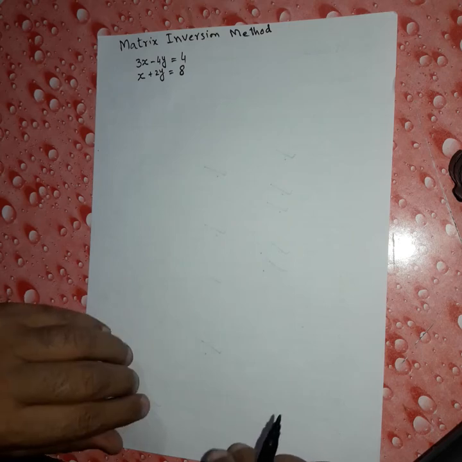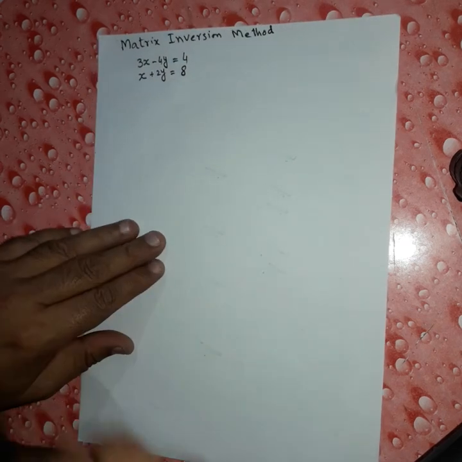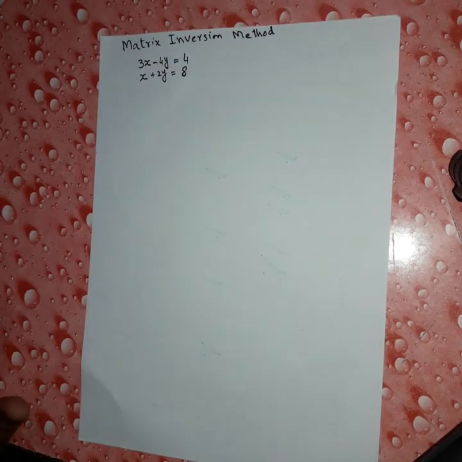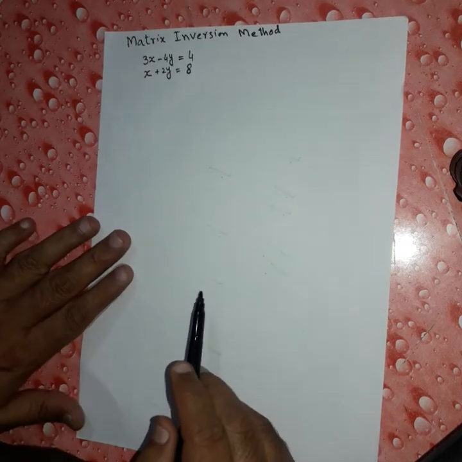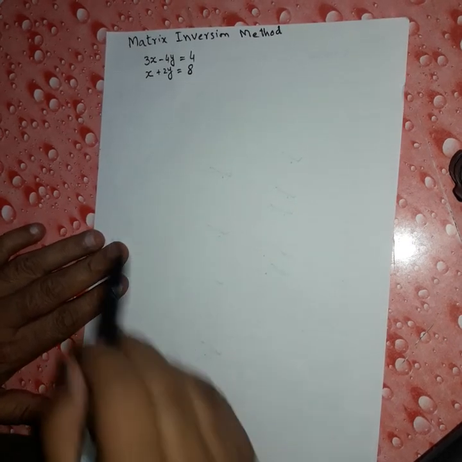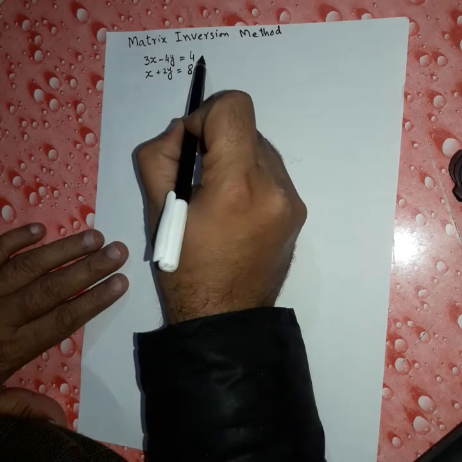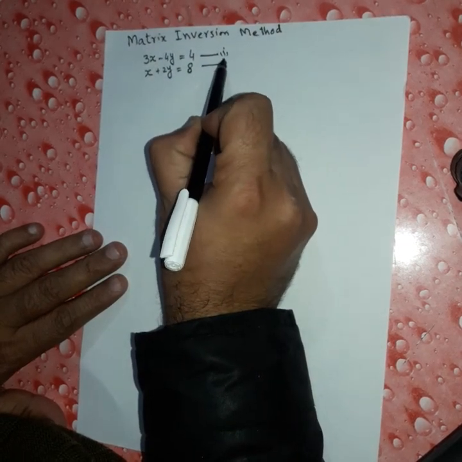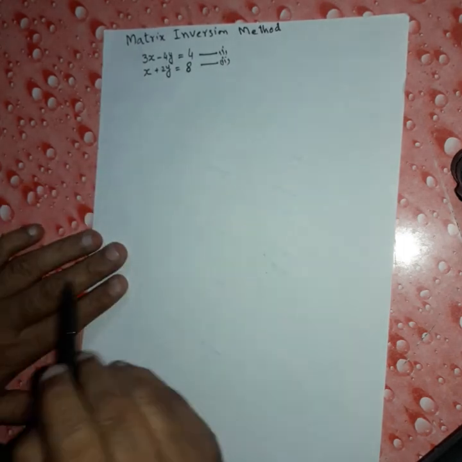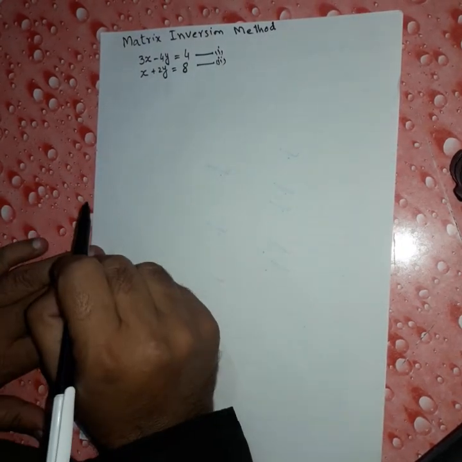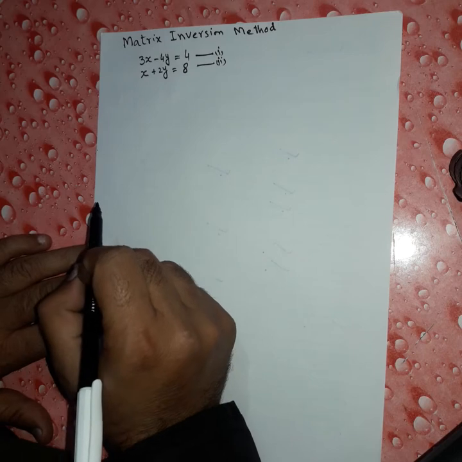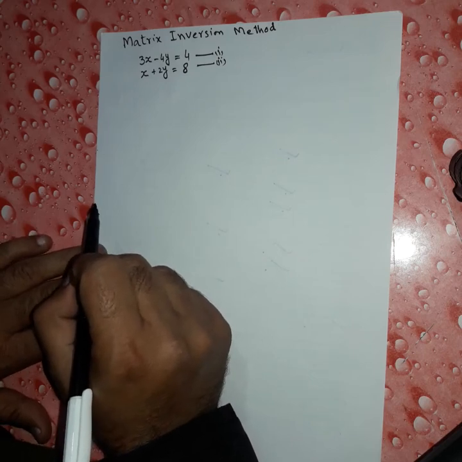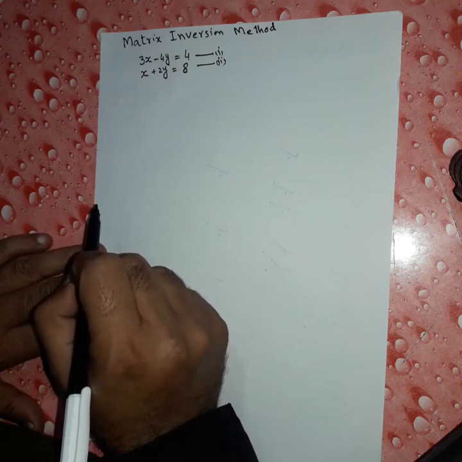As you see, we have two equations: 3x minus 4y is equal to 4 and x plus 2y is equal to 8. First of all, we write these equations and we give them numbers. This is the first equation and this is the second. Now I write the coefficients of the variables. We have two variables in these equations. First is x, second is y.